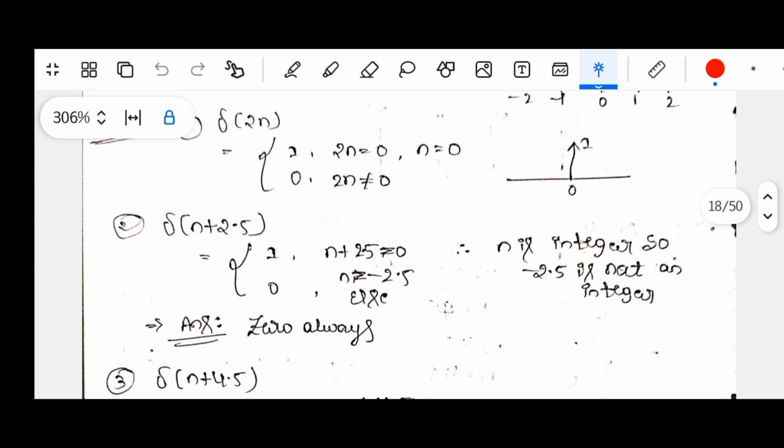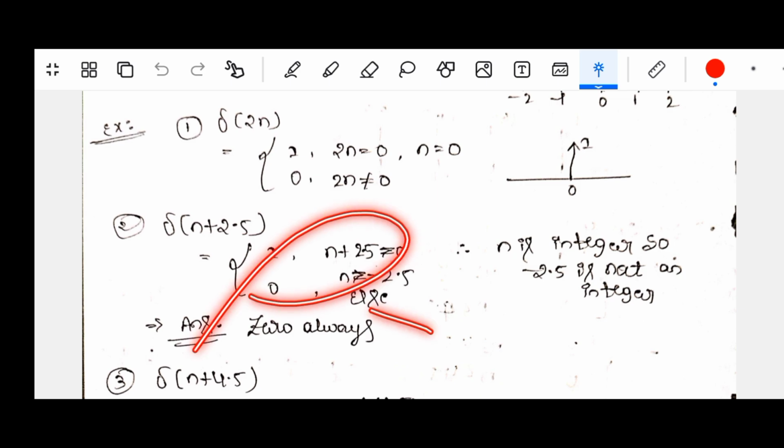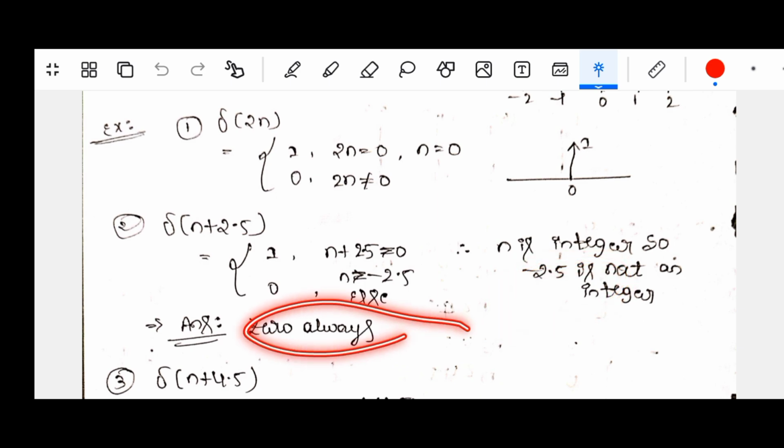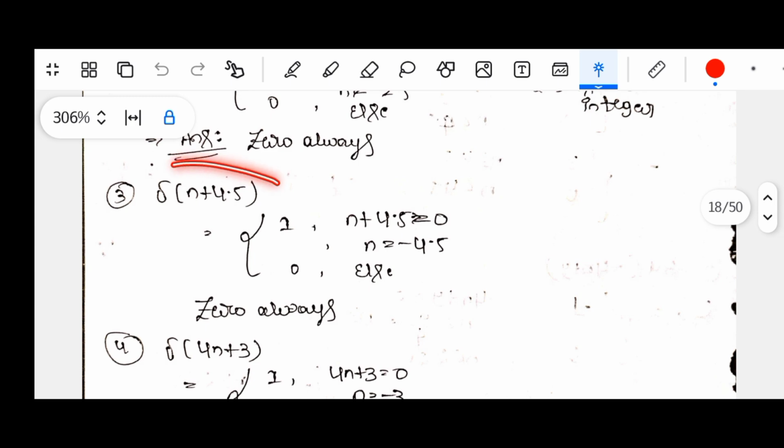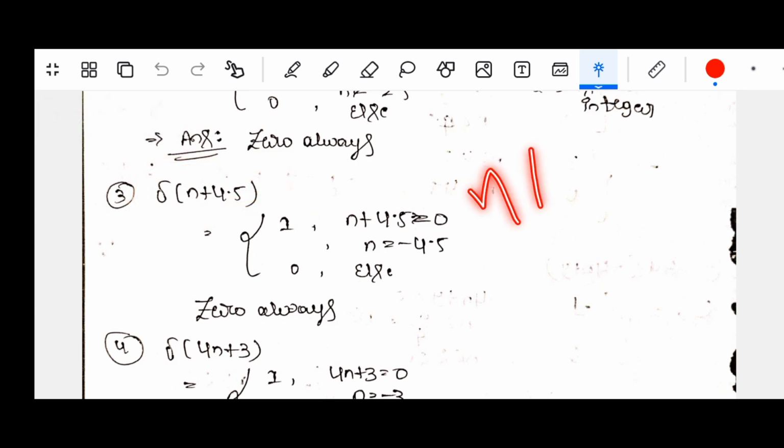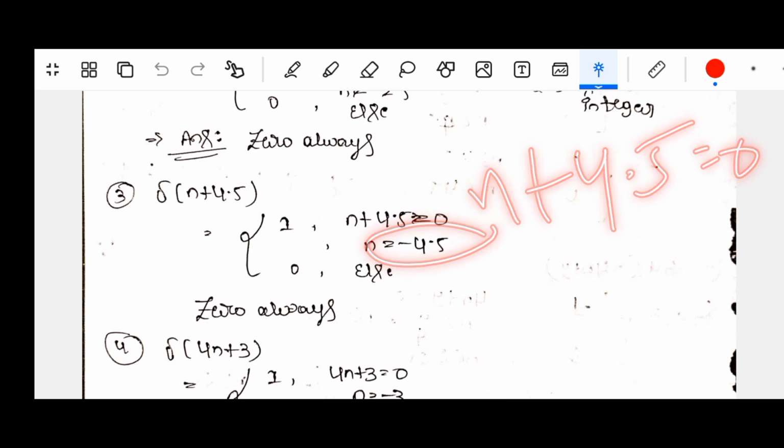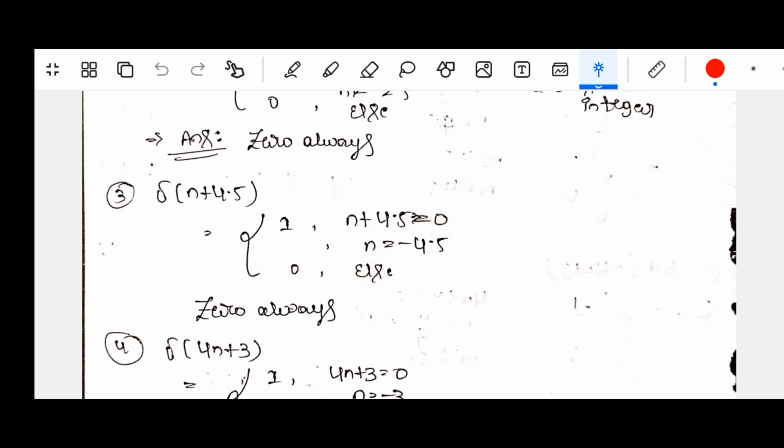Next, delta of n plus 2.5. If n plus 2.5 is equal to 0, n is equal to minus 2.5. It is not considered. The answer is always 0 because in this we consider only integers. Here 2.5 is not an integer. Hence the answer will be 0. Delta of n plus 4.5: here n plus 4.5 equal to 0 means we get n as minus 4.5. Otherwise it will be 0. This answer is also 0 because here we are getting a non-integer number. It is not an integer number. Therefore the answer will be 0.